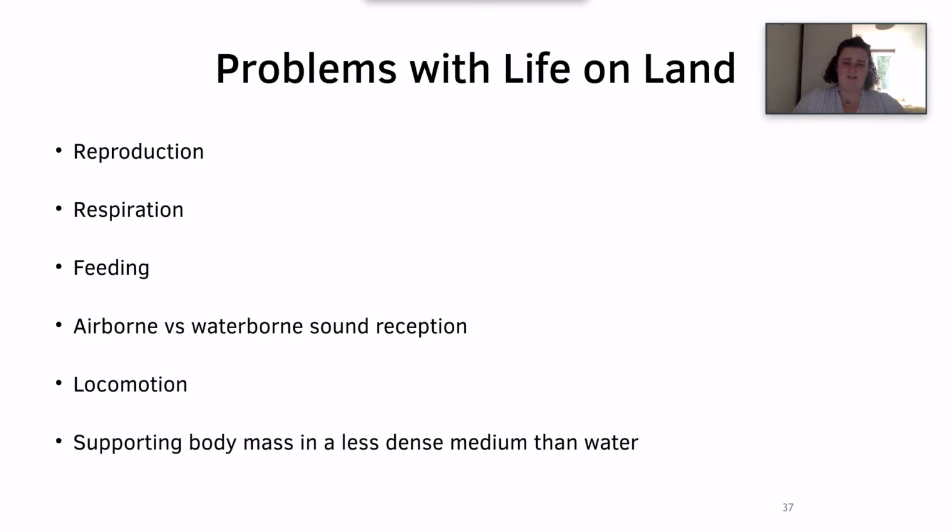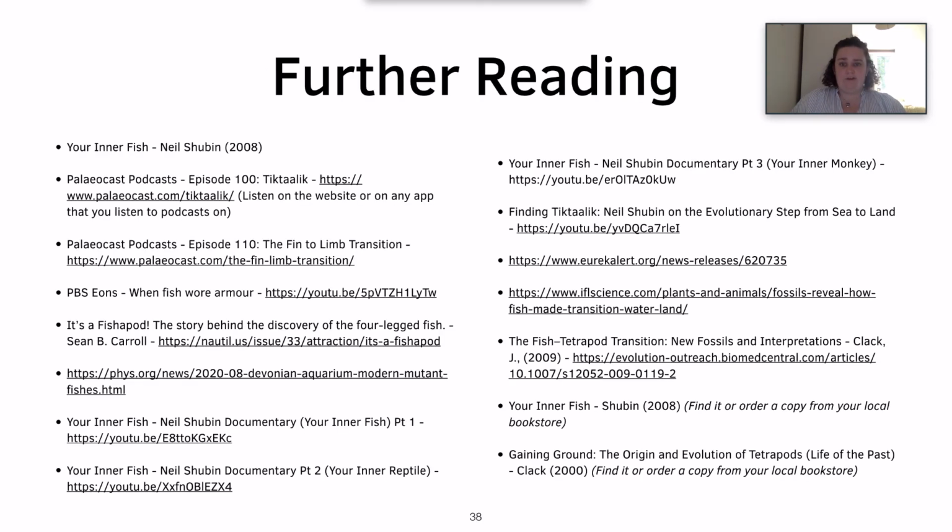Which is really cool. It's such an interesting transition that we still don't really know that much about, and there are new fossils being found every single field season that might change this whole phylogeny and change everything that we know about this. And so finally, I leave you with the further reading.